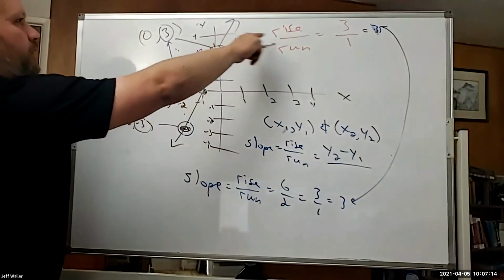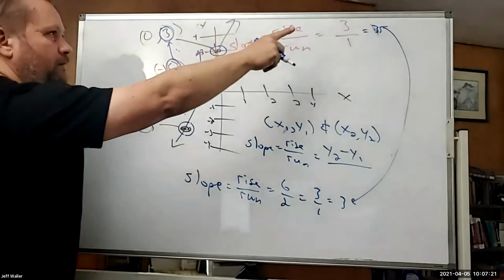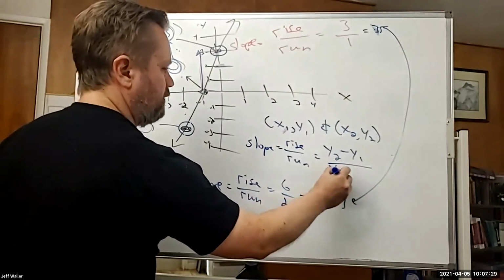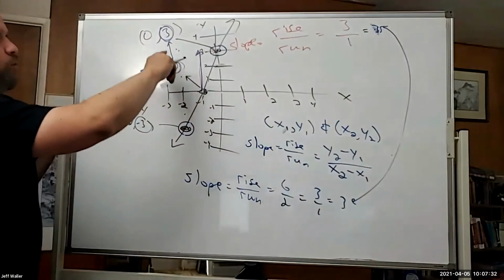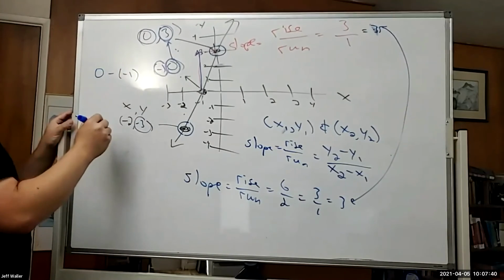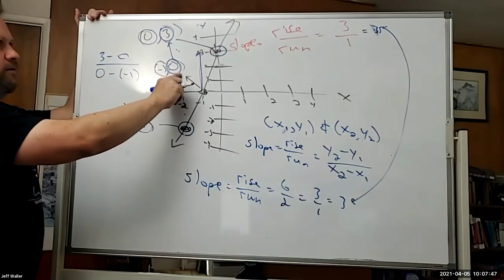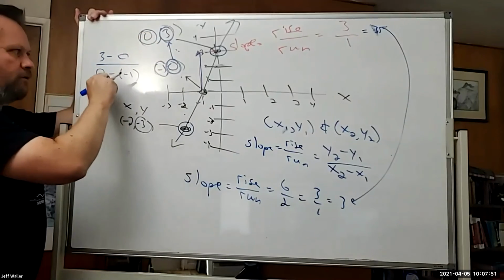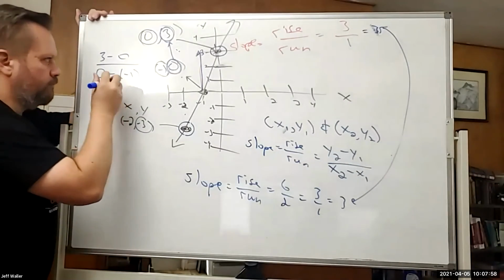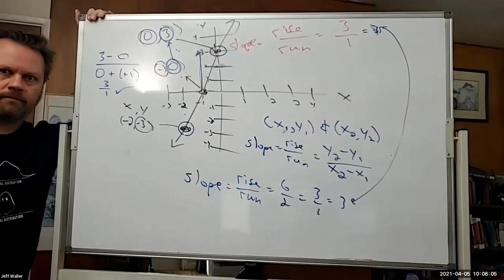So how do I know the top is 3? Because this changed by 3. What's 3 minus 0? 3. And what about the run? Well, the run is how much the x's change. So it's going to be x2 minus x1. So the top is 3 minus 0. And the bottom would be 0 minus -1. What is 0 minus -1? What do the two negatives do? Positive. So don't you still get 3 over 1? Yes.